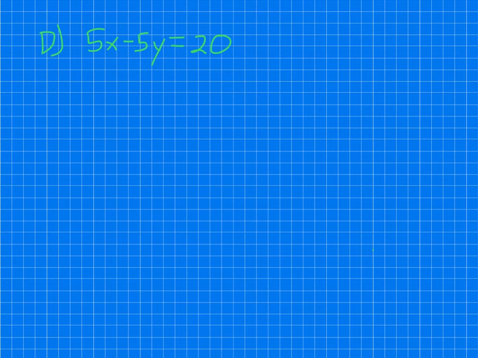All right, let's do one more. Here we have 5x minus 5y equals 20. This is another case where we're going to have to solve for y to find the slope and the y-intercept. So we'll start by subtracting 5x minus 5x.